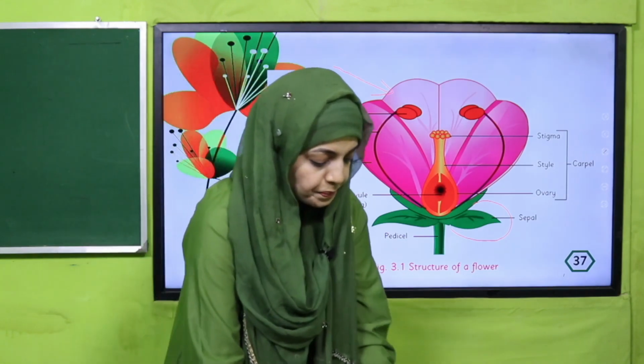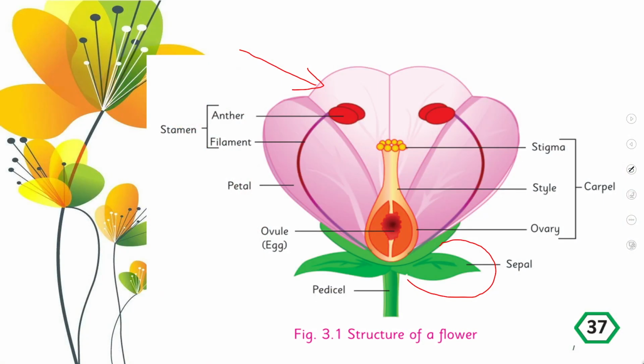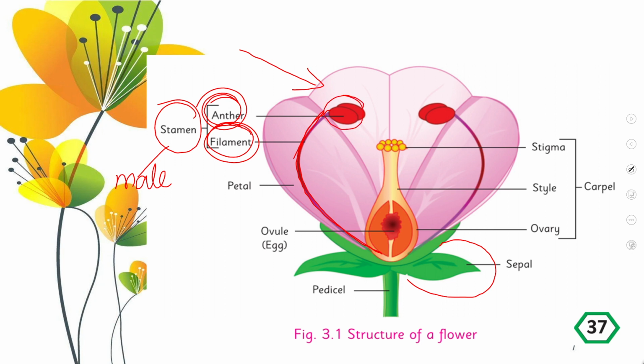So now again move towards your diagram. First of all we will look at the stamen which has two parts, anther and filament. So stamen is the male part of a flower. ठीक है. और इसके कौन से parts होते हैं? इसके दो parts होते हैं, anther और filament. So this long part is called the filament and the top part is called the anther.